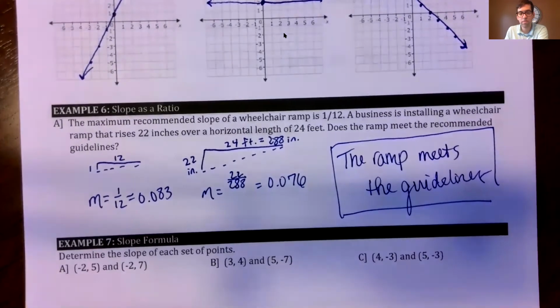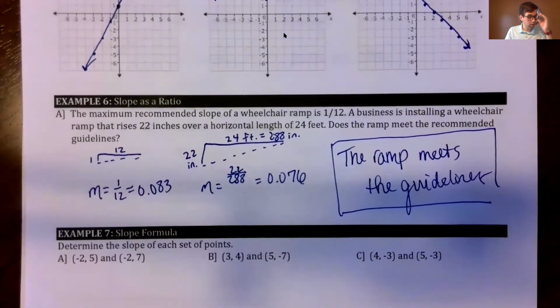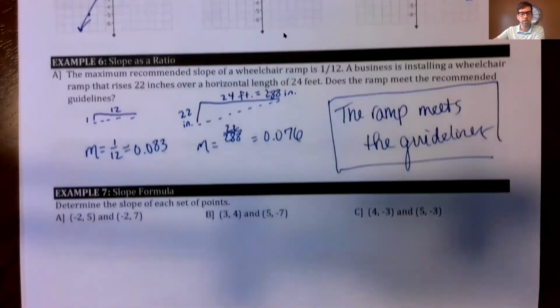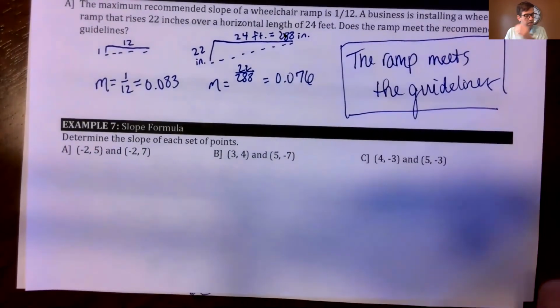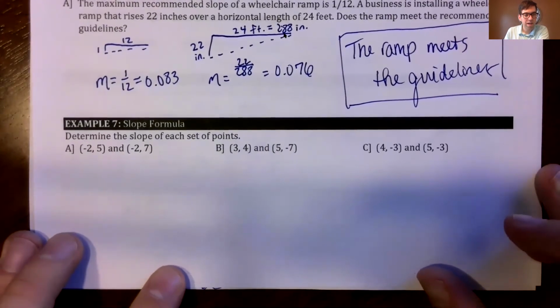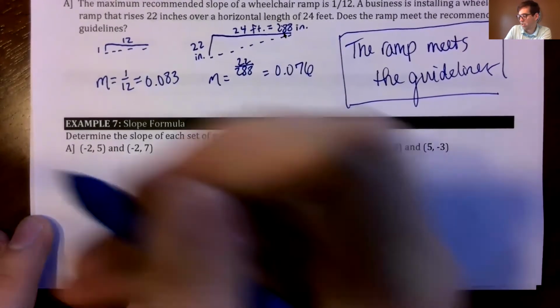There you go. All right. Awesome. Example 7, the slope formula. Determine the slope of each set of points. We'll start off with letter A here. (-2, 5) and (-2, 7). This takes us to our slope formula.